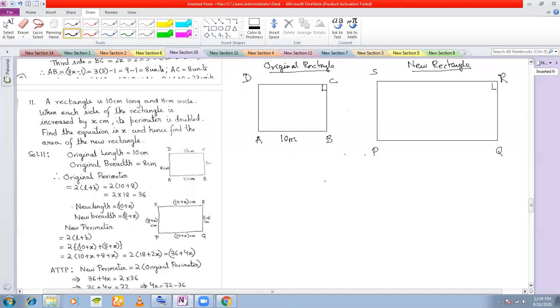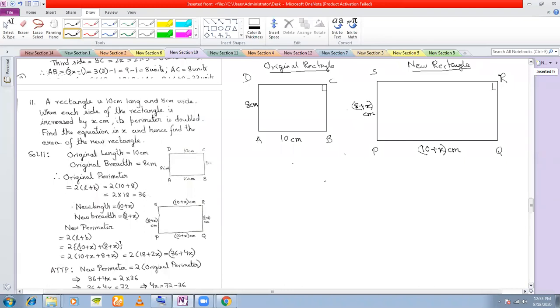So 10 centimeters is given to be the original length of the original rectangle. And what is the breadth given? The breadth is 8 centimeter. Now what is done? The length and breadth of the rectangle are increased by x. That means from 10, I increase the length to 10 plus x, and from 8, I increase the breadth to 8 plus x centimeters.